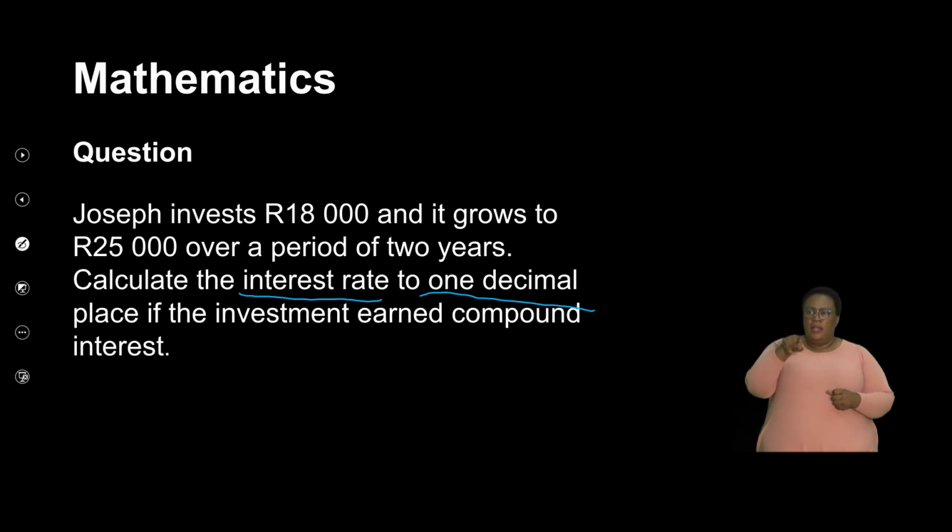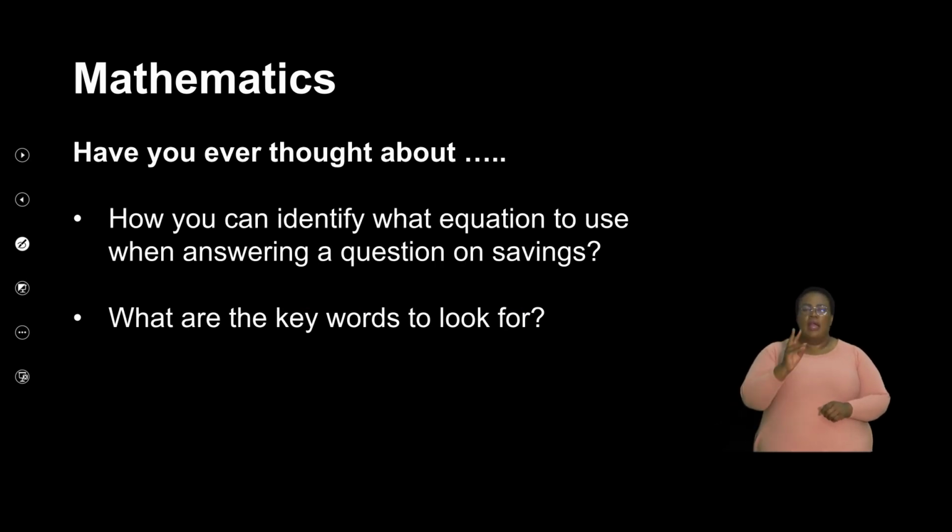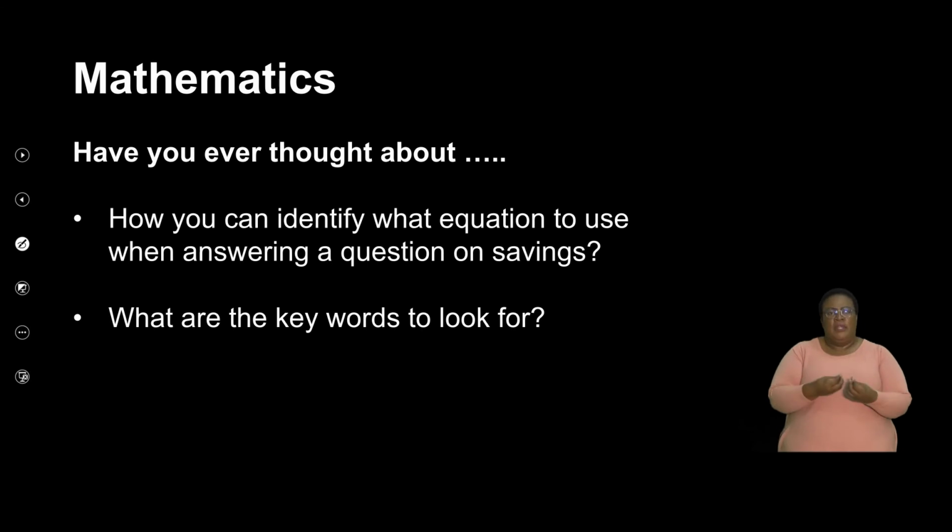So please look at the instructions and listen to the instructions. Remember, the 18,000 is the P value and the 25,000 is the A value. And then I'm still asking you the very same thing. Since the question is like that, what does it mean for us?